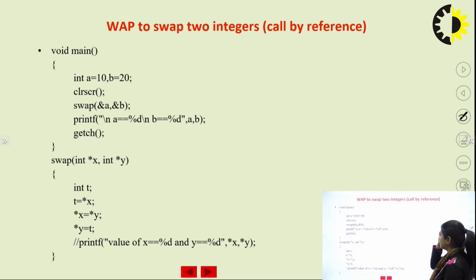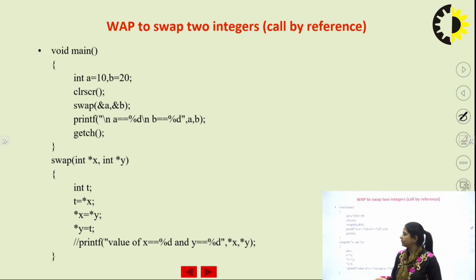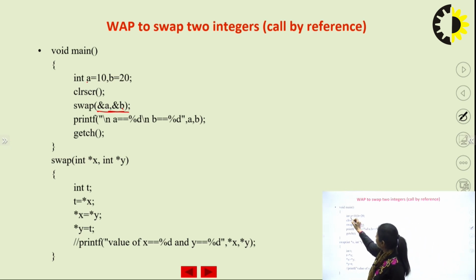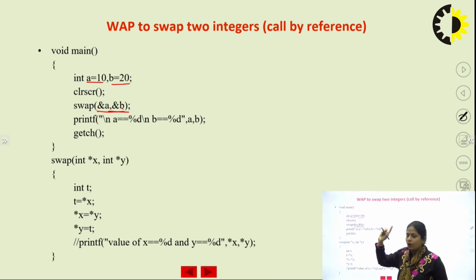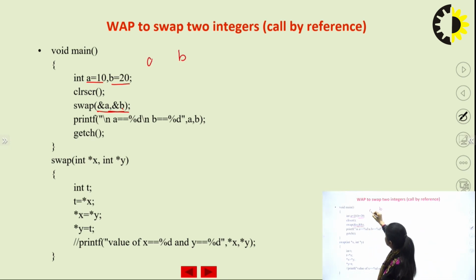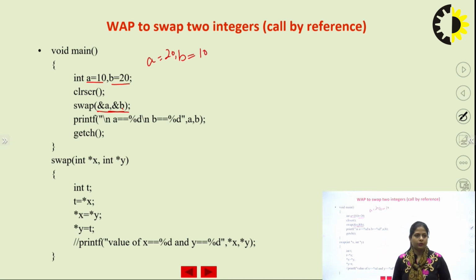For example, another example we can take, swapping of two integers using call by reference, that means using pointers again. So, when we use pointers, that means we are passing the address of these variables. We have passed the address of A and B. We are trying to write a program for swapping of two integers. What does it mean by swapping? Say if A is equal to 10 and B is equal to 20, what I want as an output, A is equal to 20 and B is equal to 10.